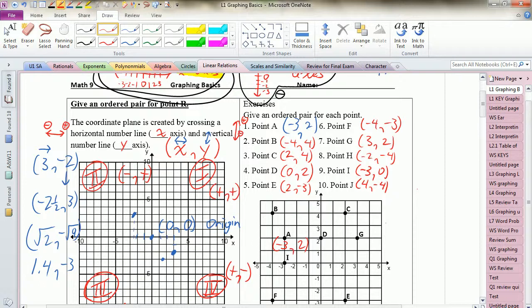Any questions? Does the order matter? Oh, yes. Absolutely huge, right? Because the first number is for the x, and the second number, y.